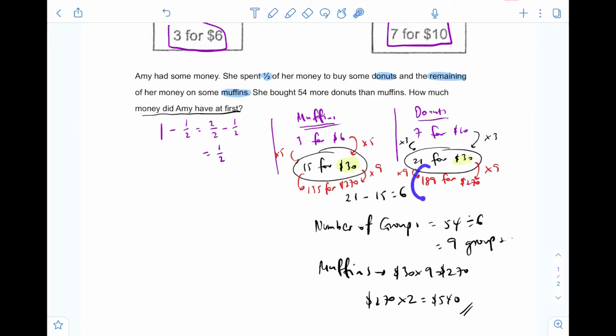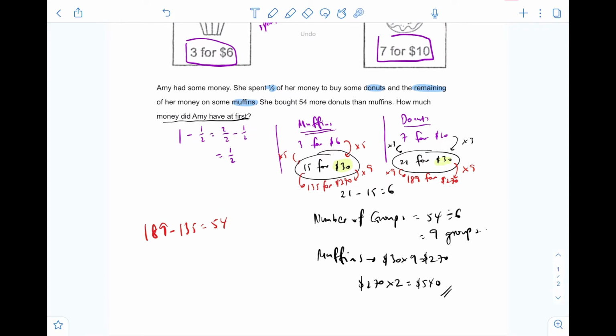Now if you take 189 minus 135, indeed, you will get a difference of 54, which means that our answer of 270 times 2, which is what Amy had at first, is correct. Final answer for this question, $540.